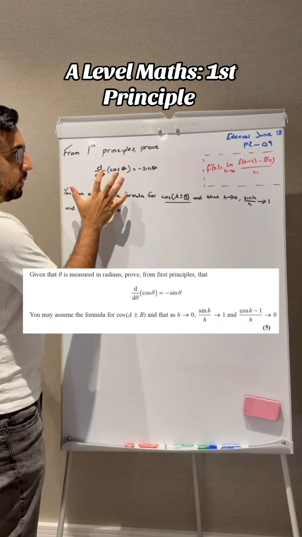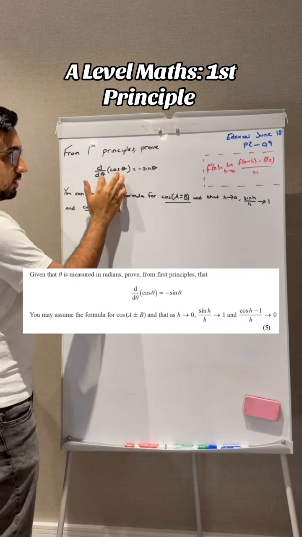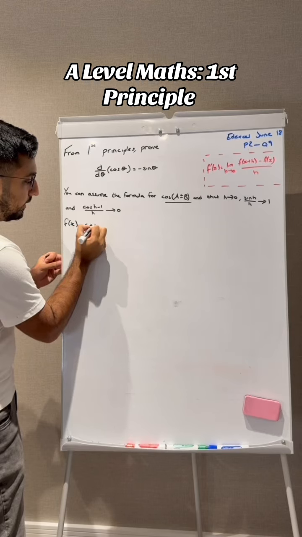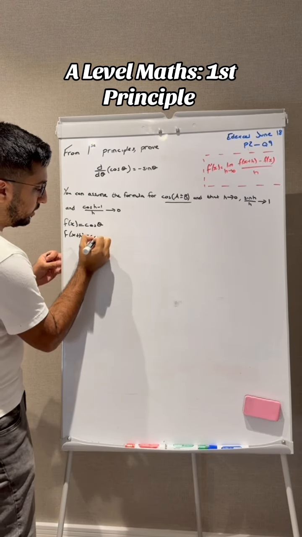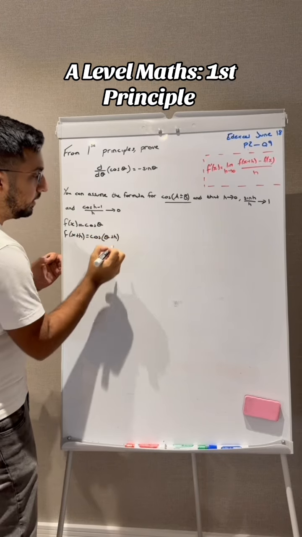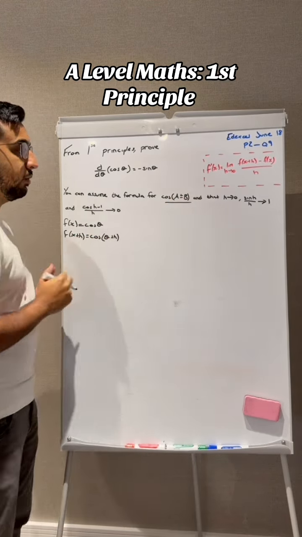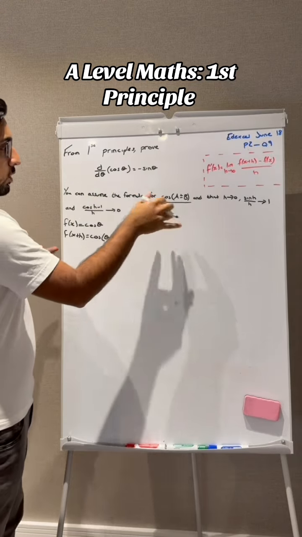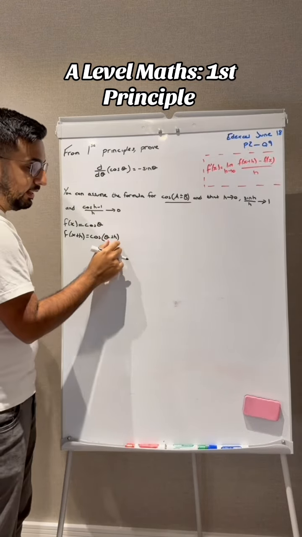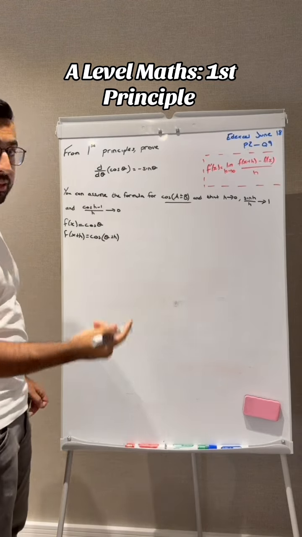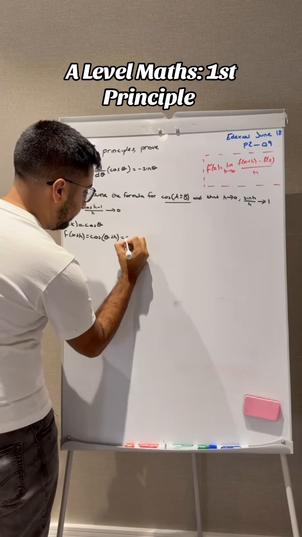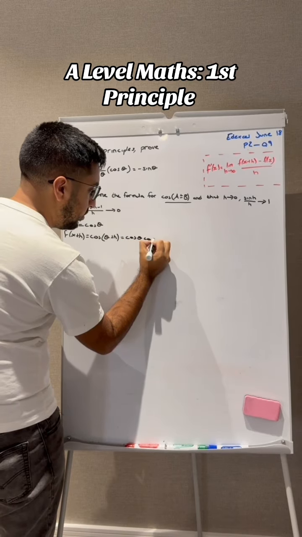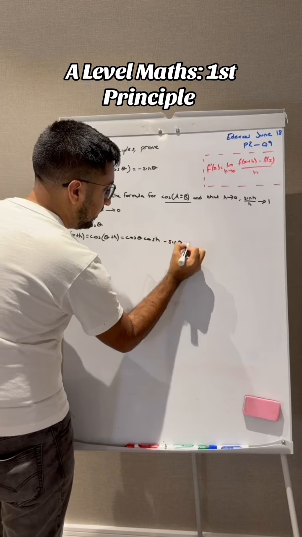So the differential of cos theta is minus sine theta, which means the function is cos theta, and the function of x plus h is cos of theta plus h. Now, I've already underlined the compound angle formula here. They've told us to assume the formula, and this is clearly a compound angle. So we are just going to apply the rule for this into here, which leaves us with cos theta cos h minus sine theta sine h.